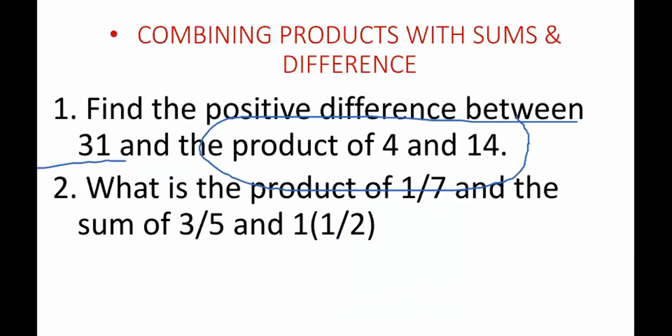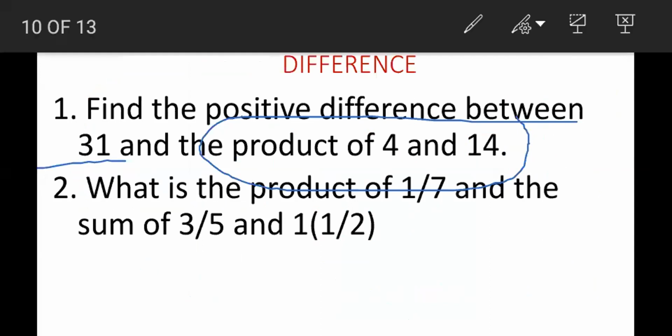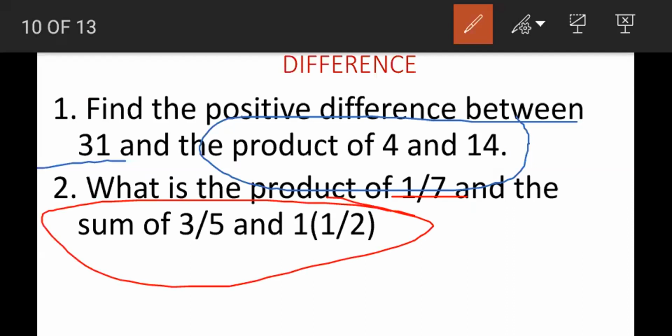The second question: what's the product of 1 over 7 and the sum of 3 over 5 and this? Again, this is just like what we did the first time. So we are looking for the product of this and the sum of that. Let's find the sum first. So we have 3 over 5 and 1 whole number, 1 over 2. So you first find the sum of that and that.